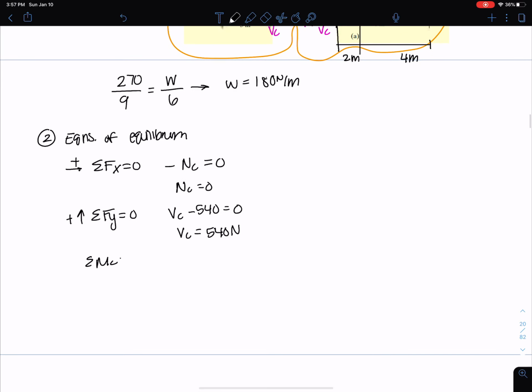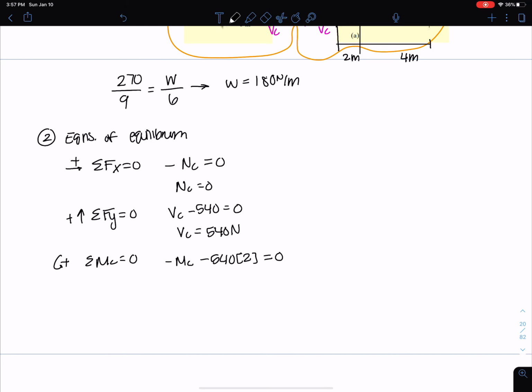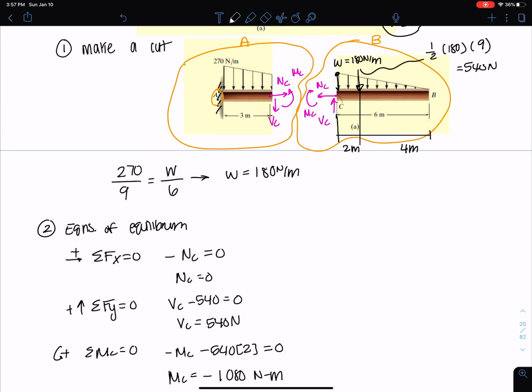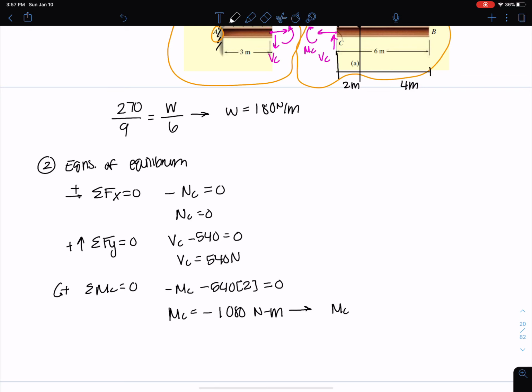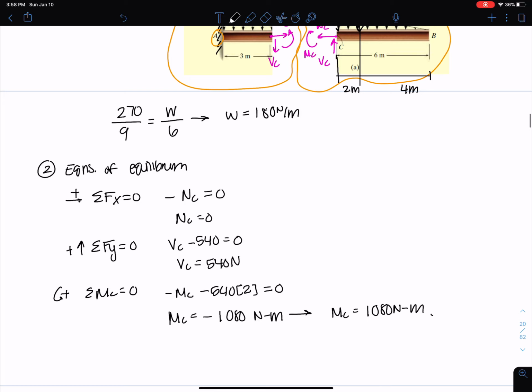And I'm going to sum moments about point C. Counterclockwise is positive. I get negative moment at C minus 540 times 2 equals 0. And I end up getting MC is negative 1080 Newton meters, which basically means the negative means MC acts opposite of what I'm showing on the free body. So really MC is 1080 Newton meters. I'm showing it clockwise. It's really counterclockwise. So these are my answers right there.